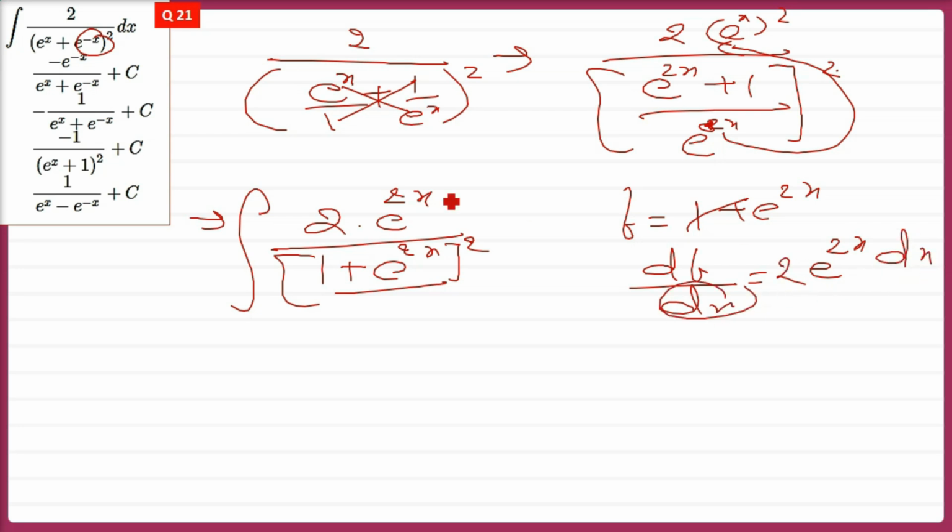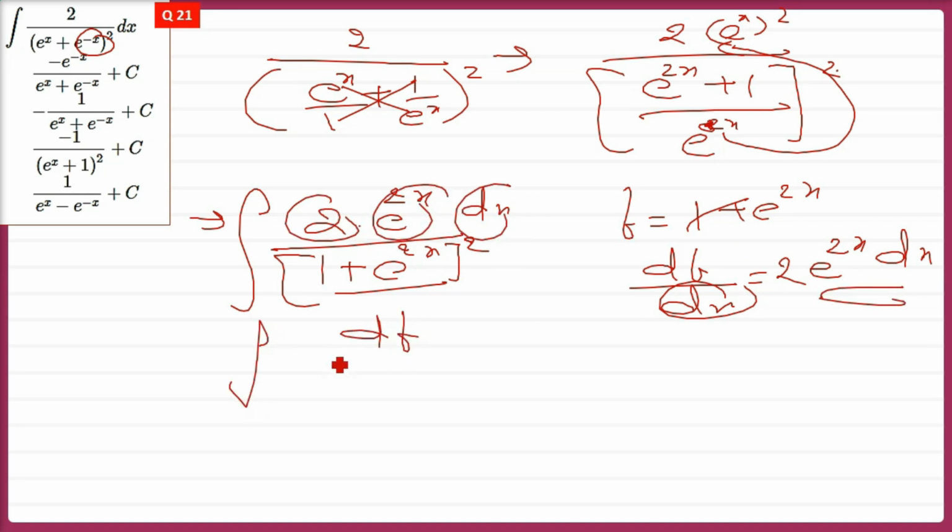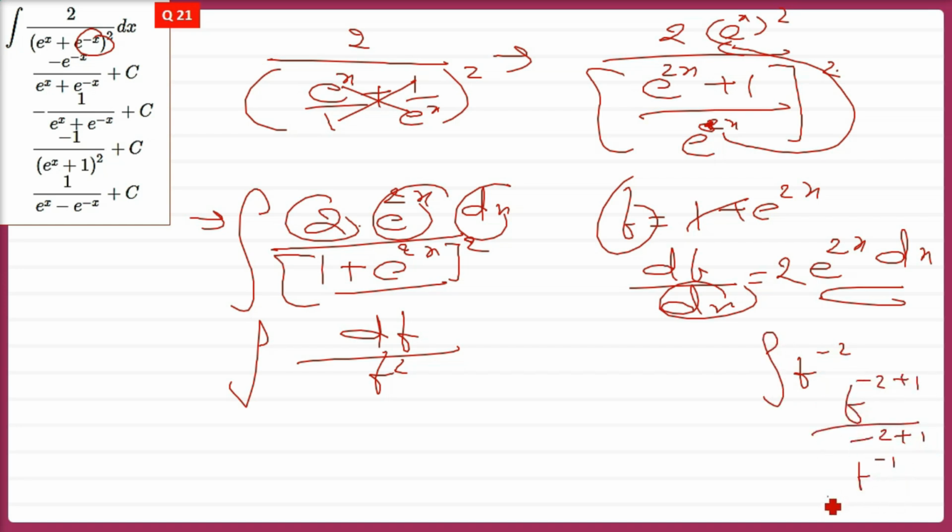So we have got 2e^(2x) dx already in terms of dt. So the numerator will be replaced by dt. The denominator we have taken as 1 plus e^(2x), so it will be t squared. And the integration of t^(-2) you already know: t^(-2+1) divided by (-2+1). It will be negative 1 by t. You already know that. So I'm writing it after the integration, negative 1 by t plus a constant of integration.